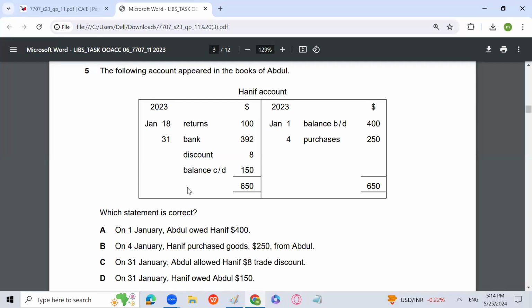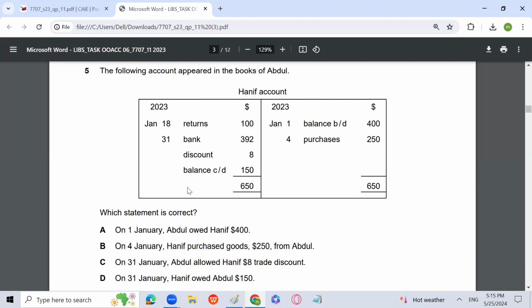Yes sir, yes, that's right. Because it means that Abdul has to pay Hanif on 1st January an amount of 400. Because Hanif is our trade payable and we are Abdul. So we have to pay Hanif 400. That is why it is written on the credit side, and that's why he is our trade payable. So A is going to be the right answer.